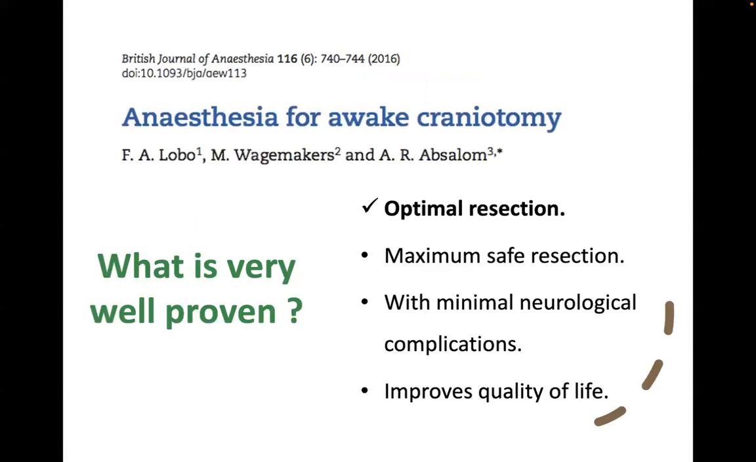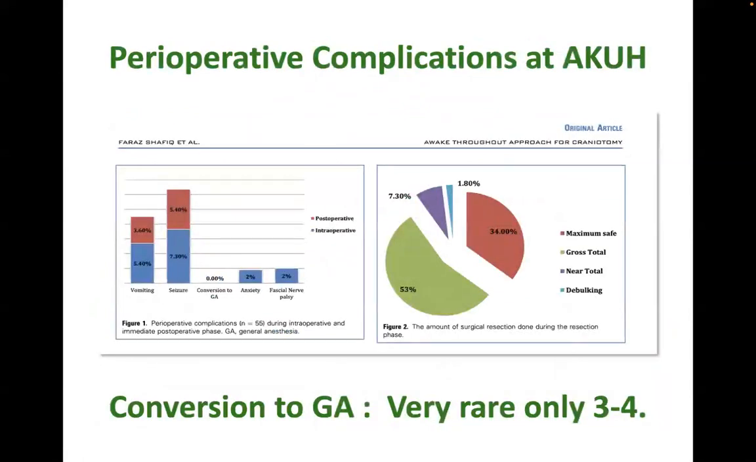So why do we want to opt for this technique? It is well proven that the technique provides optimal resection. If we look at our local data, surgeons were able to do gross total resection in 53% of cases, and it's very important because maximum safe resection has an outcome benefit if you resect the tumor as much as you can. Similarly, maximum safe resection was done in around 34% of cases, and near total resection in 7.3% of cases.